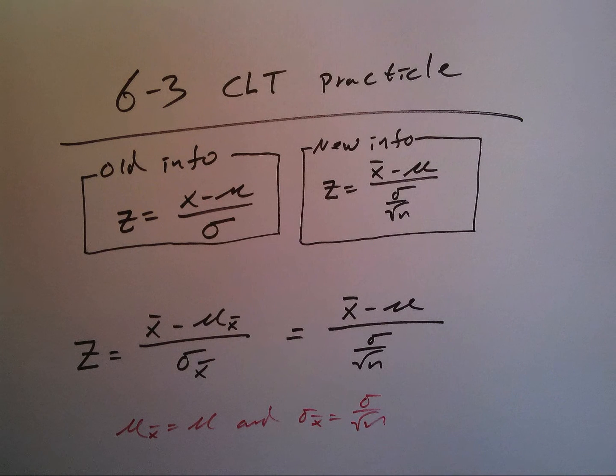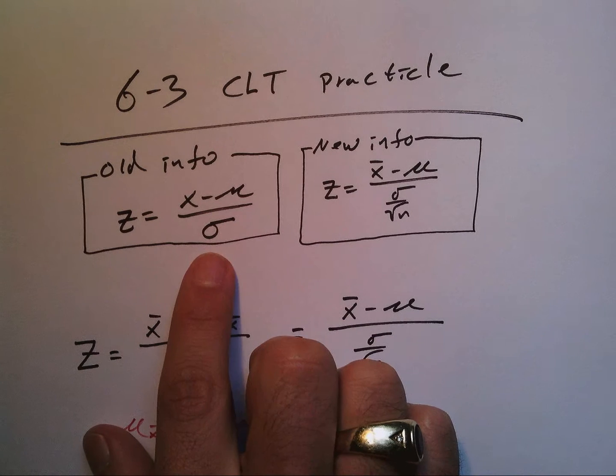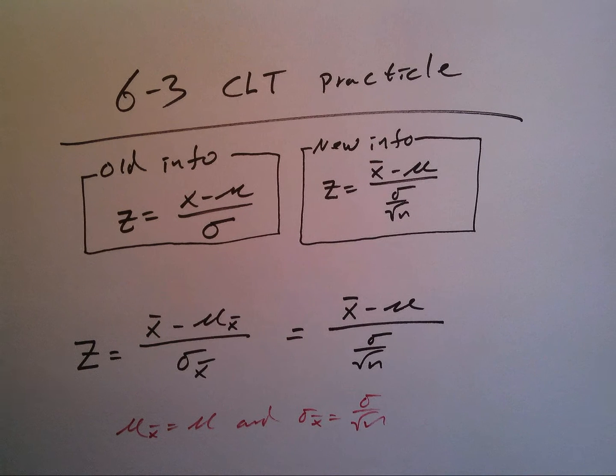Alright, this is 6.3 Central Limit Theorem. This is the practical side of things, okay? Now, we already know that to get a z value, it's x minus mu over sigma. It's always going to be that for all of our distributions.